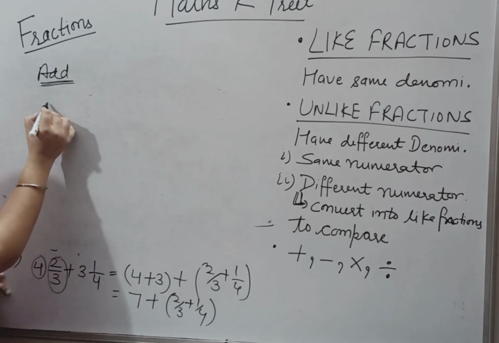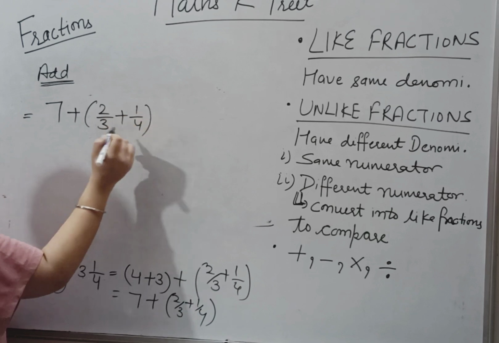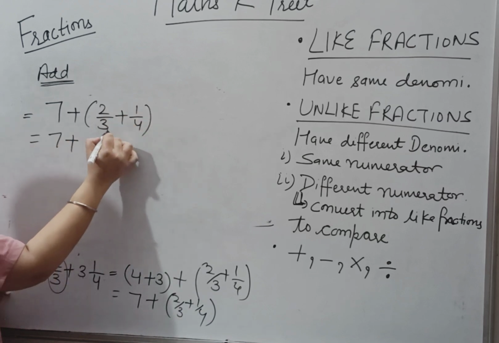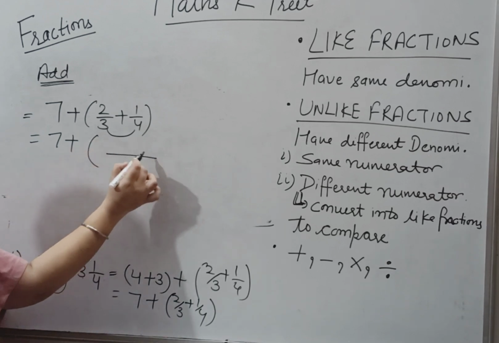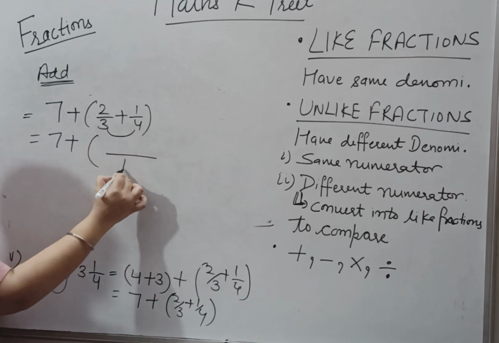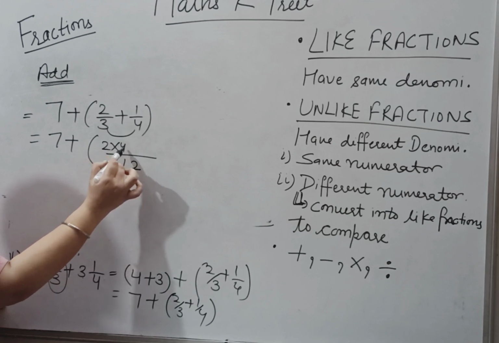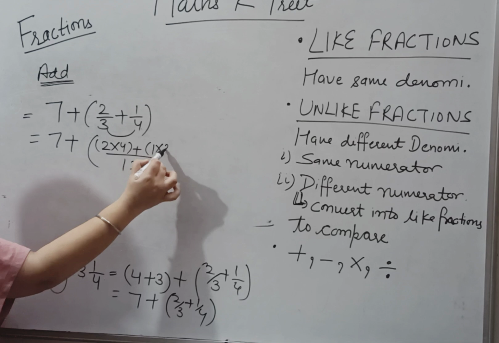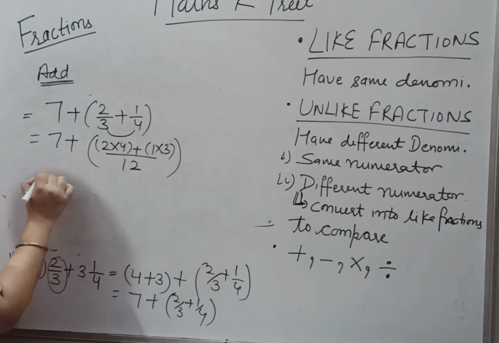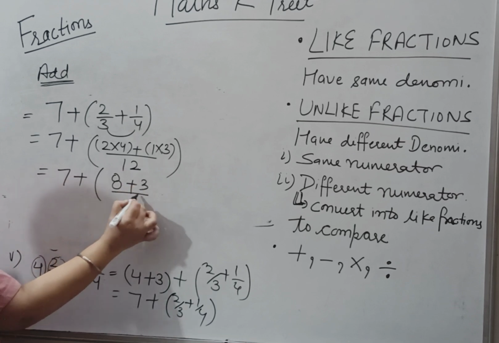So now we are having 7 plus 2 by 3 plus 1 by 4, which is further equals to 7 plus. Now this is again unlike fractions, so we will take the LCM. What is the LCM? Clearly there is nothing in common. 4 3s are 12, so 3 4s are 12, that 4 will be multiplied here. 4 3s are 12, that 3 will be multiplied here. So this is equals to 7 plus 4 2s are 8 plus 3 1s are 3 by 12.